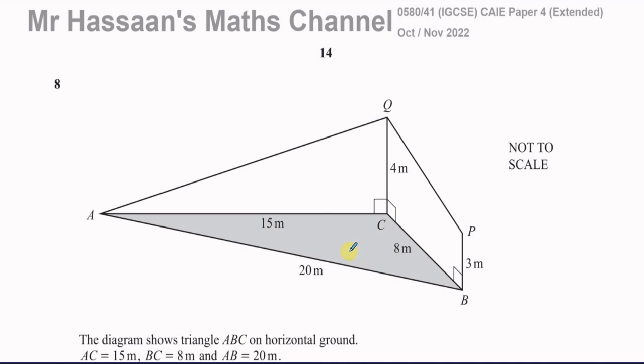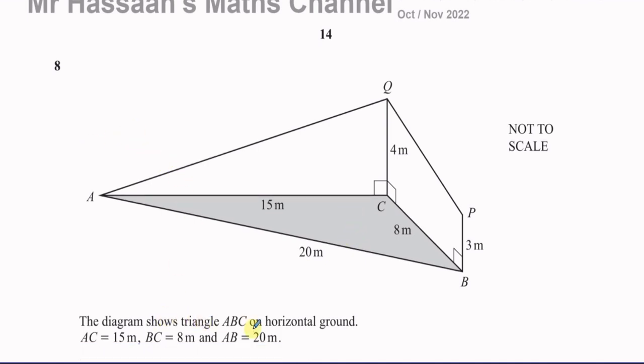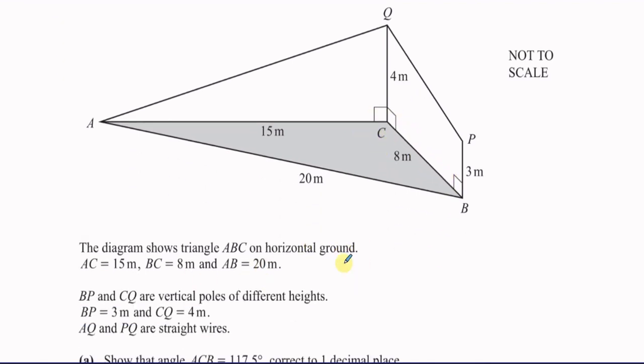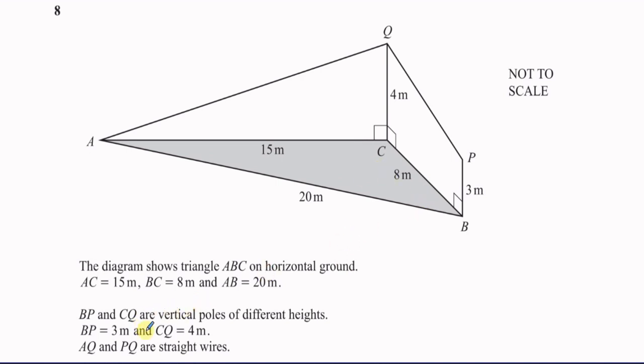I'm now answering question number 8 from the October-November 2022 IGCSE Cambridge Paper 4 Variant 1. This is the 0580 syllabus. Here we have a diagram which shows a triangle ABC on horizontal ground. AC equals 15 centimeters, BC equals 8 meters, and AB equals 20 meters. BP and CQ are vertical poles of different heights, 3 meters and 4 meters. AQ and PQ are straight lines.